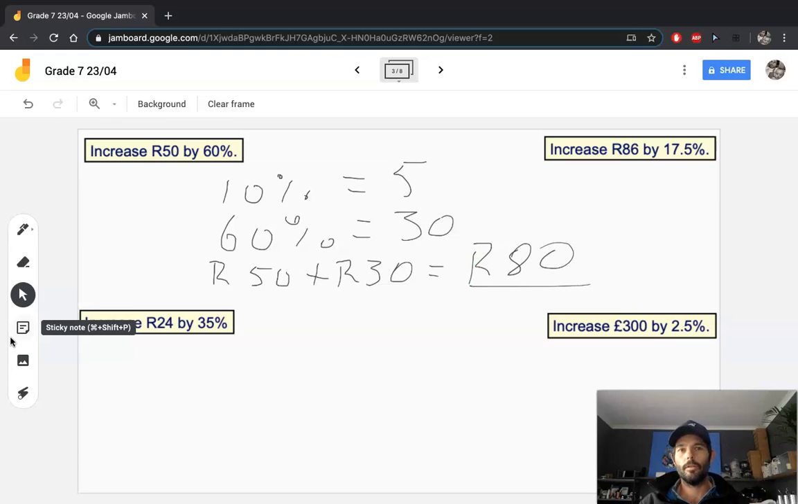Okay, so that's the first one. The second one for you on the screen is to increase 86 Rand by 17.5%. Now I know that we haven't done 0.5% of an amount. However, I'm going to challenge you guys here to figure out how you would work out 0.5%. And I'll give you a clue. If I can work out 10% by dividing by 10, then I can work out 1%. Okay, and if I can work out 1%, how are you going to work out the 0.5%? Right, let's see if you can figure that one out.